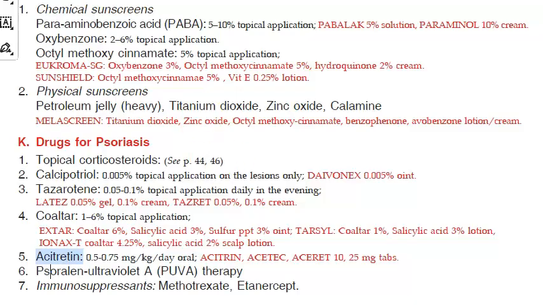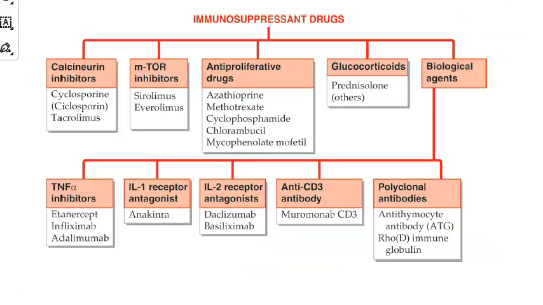Now let us try to place these in the pharmacology textbook. So if you look at the pharmacology classification for drugs for psoriasis, you have topical steroids, topical calcipotriol, that is vitamin D, right? Then tazarotene, this is a retinoid, topical again. Then they're talking about coal tar, topical, but this is what they have not asked in the exam. What they have asked in the exam is systemic therapy. In systemic therapy, acitretin, methotrexate, etanercept. Okay, this is what pharmacology says. I think this is better.